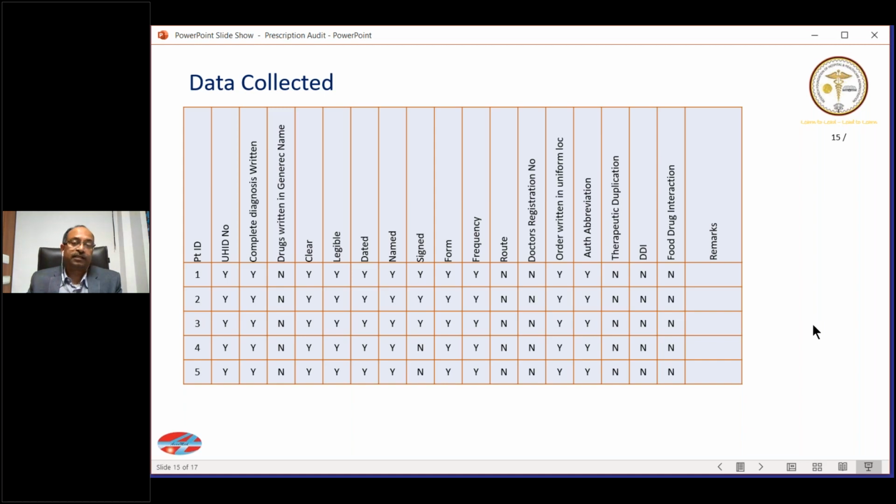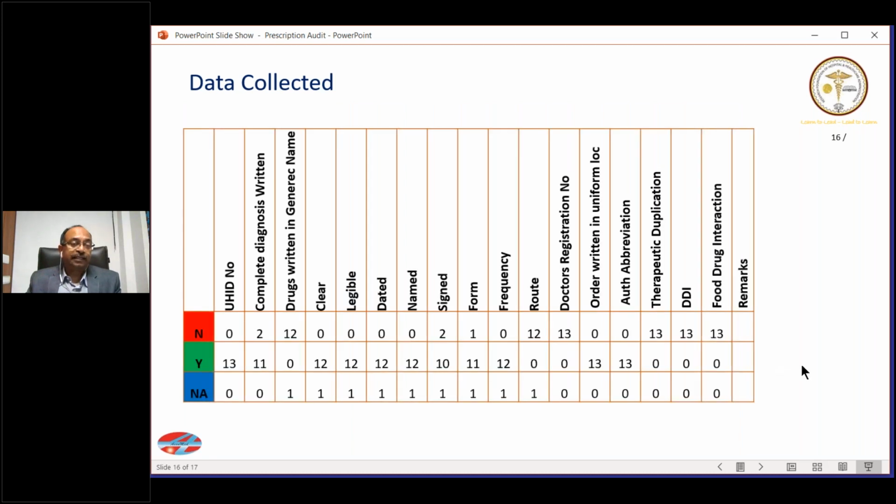So I've given you the format, and now this is the sample data. This is from one of the audits that I carried out a couple of years back. So this is the data that you collect. So you say whether the UHID number was there, so yes, it was there. Whether the complete diagnosis was there, yes, it was there. Drug written in generic name, no. Clear, yes. Now look at this. Whether signed, so out of these 5, 2 were not signed. Route was not mentioned in any of these. Doctor's registration not mentioned in any of these. So like that, you collect the data.